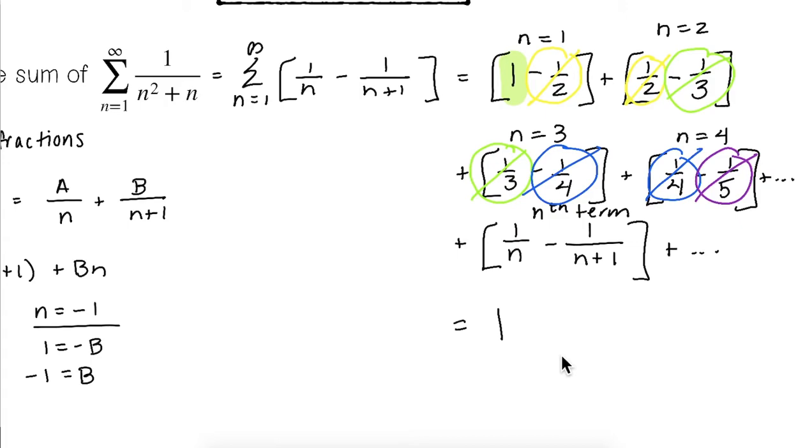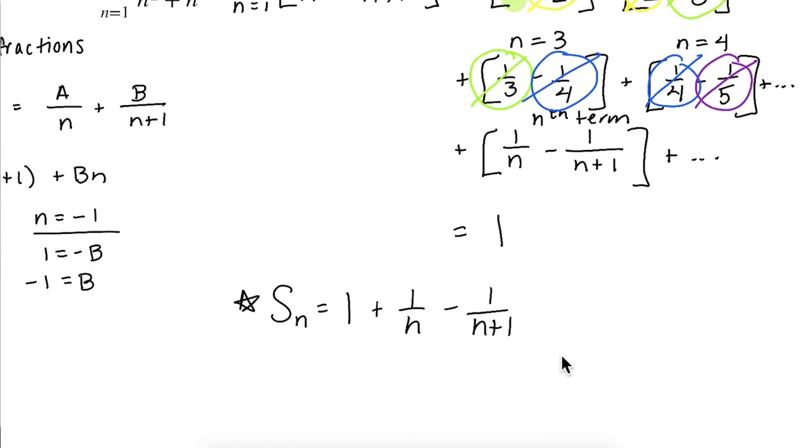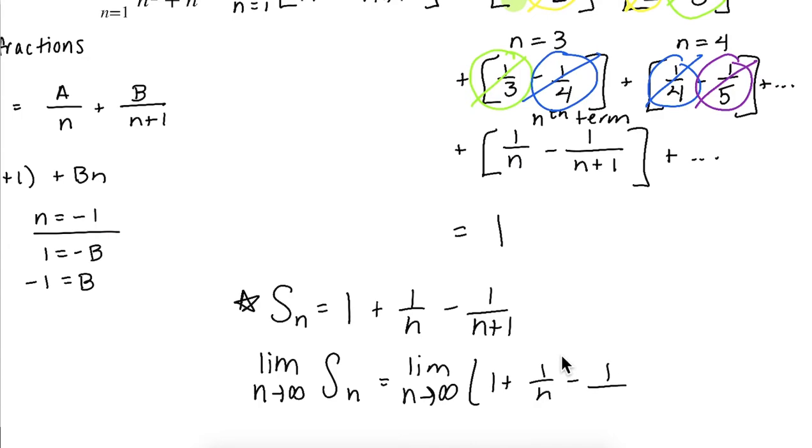And if we make this a little bit more formal, if we look at the nth partial sum, we would have 1 plus 1 over n minus 1 over n plus 1. If we plug in n for our final term, and if we take the limit as n goes to infinity of s sub n, that's just going to equal the limit as n goes to infinity of 1 plus 1 over n minus 1 over n plus 1, and that's going to be 1 plus 0 minus 0, which is just 1. So the sum of this series overall is just 1.